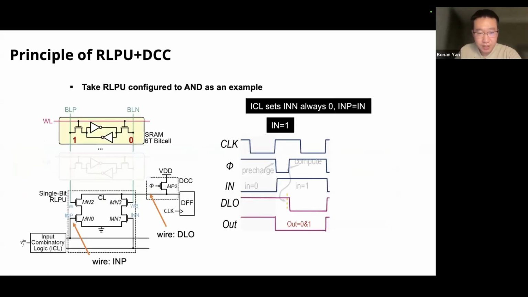Let me show how it works. Basically, each time we select one row of bit cells in each compartment, and this only shows one column.